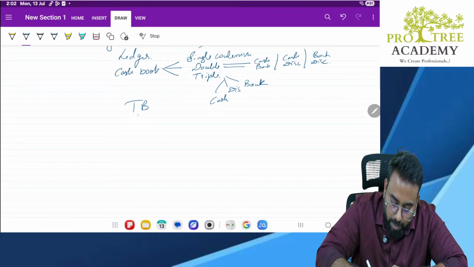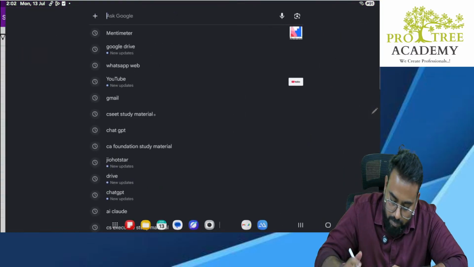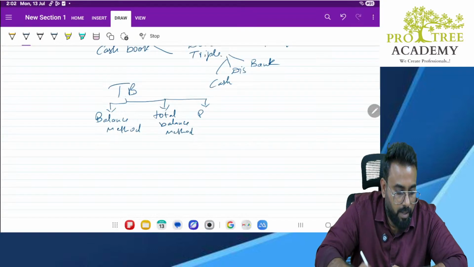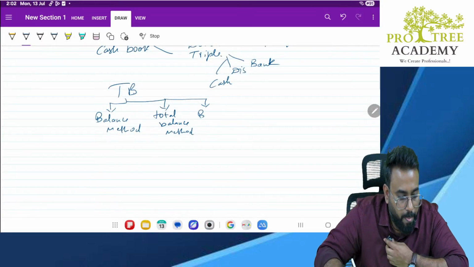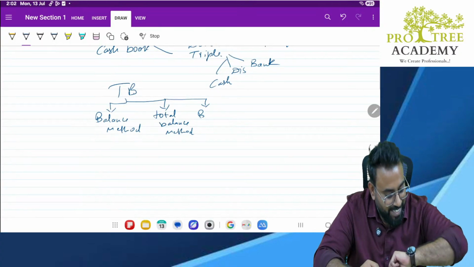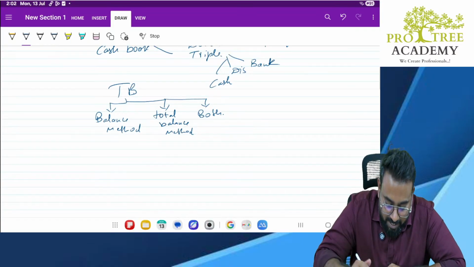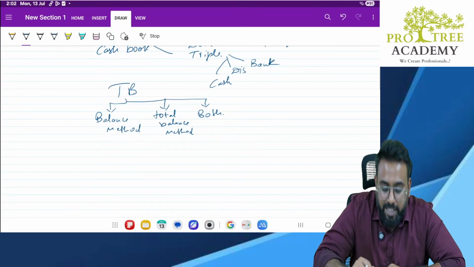How many types of trial balance? Balance method, total balance method, and both, correct? Yes, good evening. Somebody said good evening. So I think it's still afternoon. No problem. Yeah. So this is what we learned in the previous class, trial balance.